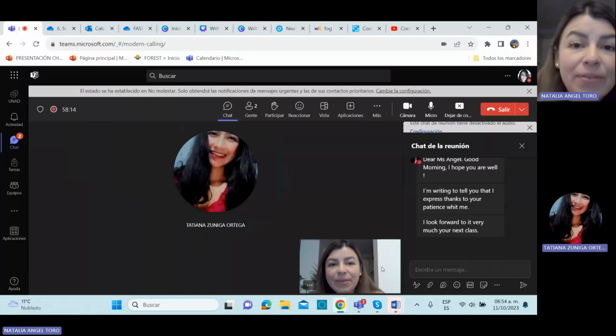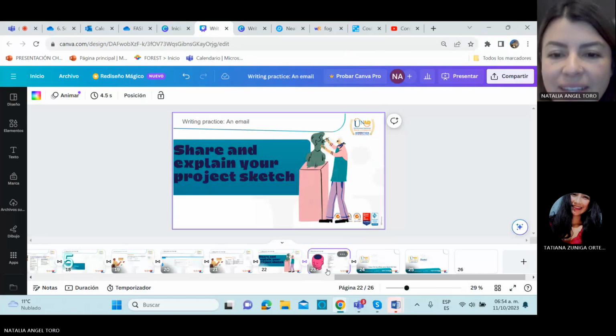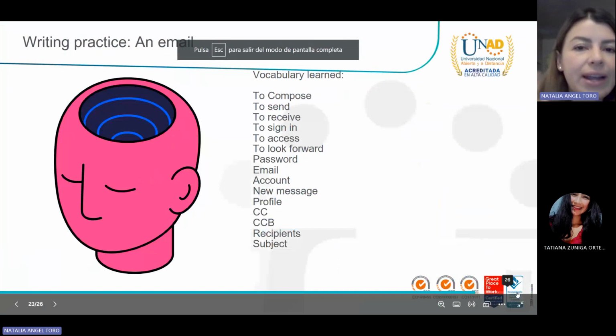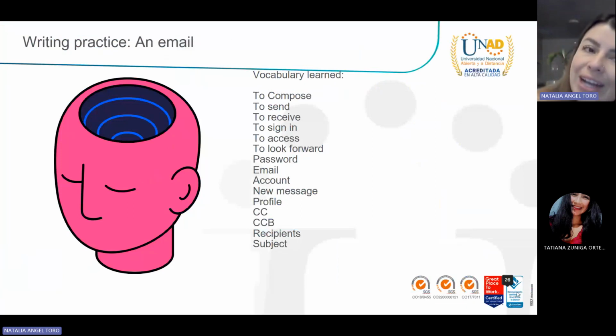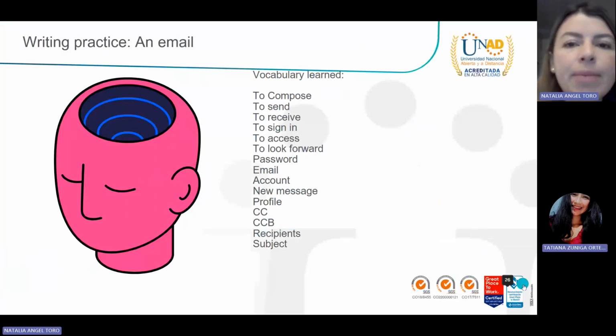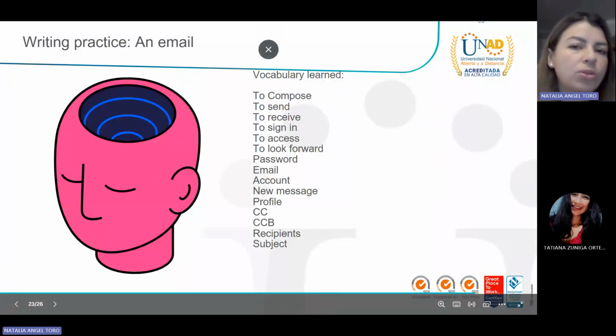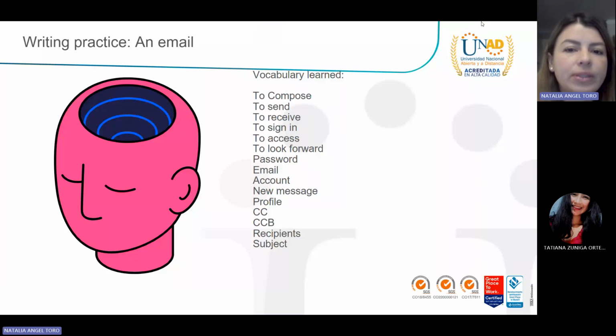So, before to leave, to finish, just to have in our mind, to have in account, para tener en cuenta, the vocabulary learned today, the vocabulary we work today. So, this vocabulary could be very useful if you just try to use it.